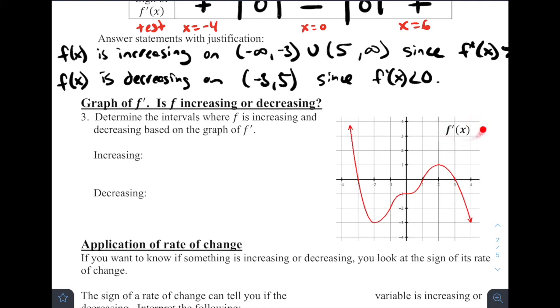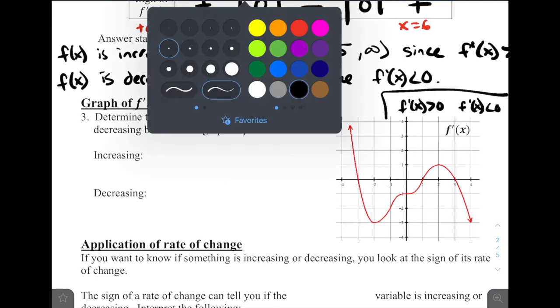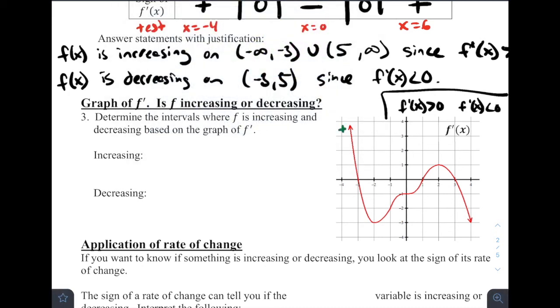We know that when f prime is positive, it's increasing. And we know that when f prime of x is negative, it's decreasing. And so in this case, because this is already the derivative of f, I'm not looking at the slope of this. I'm actually looking at the outputs of the function. I notice that we have outputs that are above the x-axis, that are positive, when x is less than negative 3.